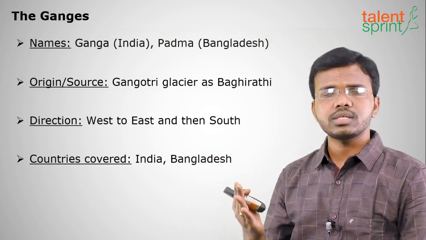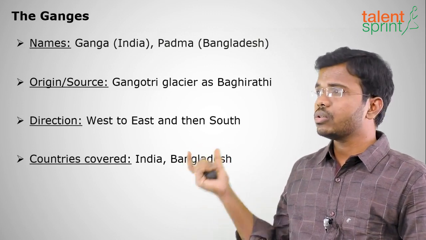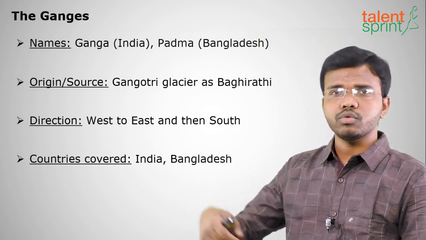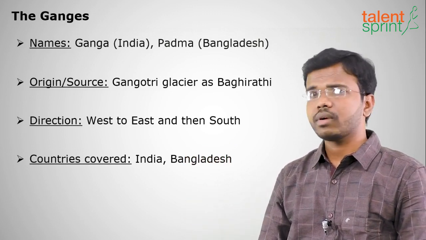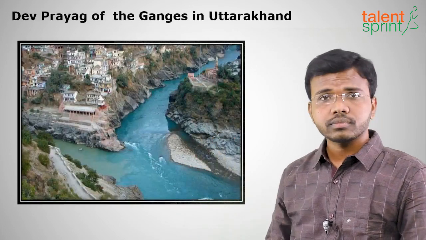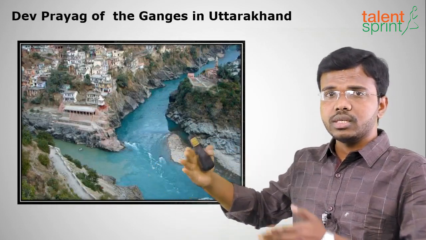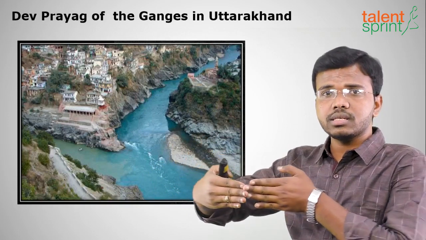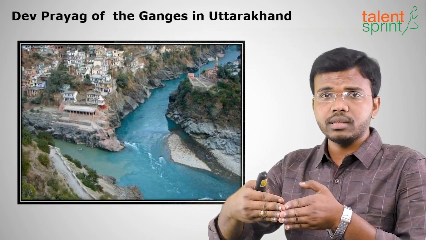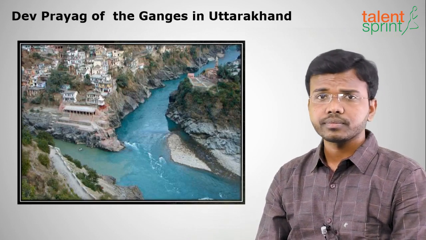Its main source is the Bhagirathi in Uttarakhand, from the Gangotri glacier. The direction is generally from west to east, and then it moves towards the south. Countries covered are India and Bangladesh. This is Dev Prayag: Bhagirathi comes like this and Alaknanda joins. This confluence of Alaknanda and Bhagirathi is called Deva Prayag. This happens in Uttarakhand. Clear with this?